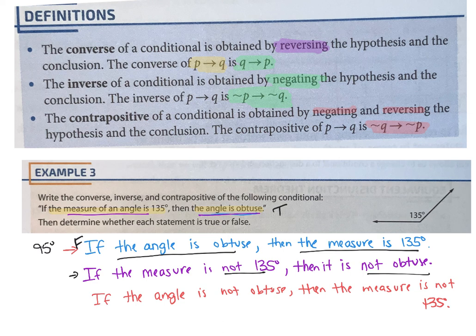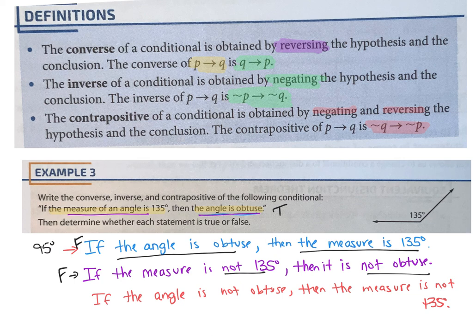If it's not 135 and it's not obtuse, then it means both of them. But we only have to prove the hypothesis and disprove the conclusion. No, but what you just said would be proving the conclusion. No, it wouldn't. I can give you an angle that isn't 135 and isn't obtuse. So this one is also false.